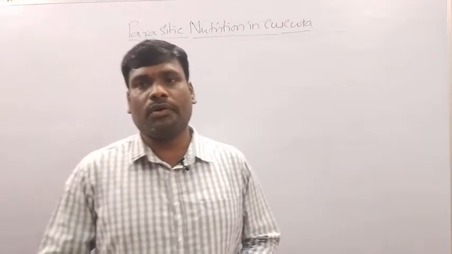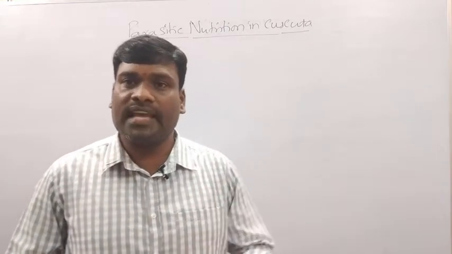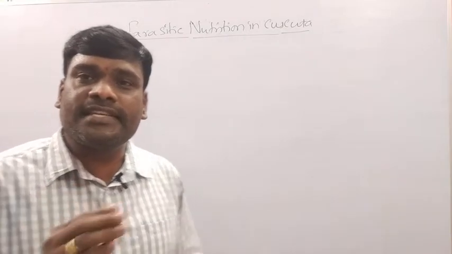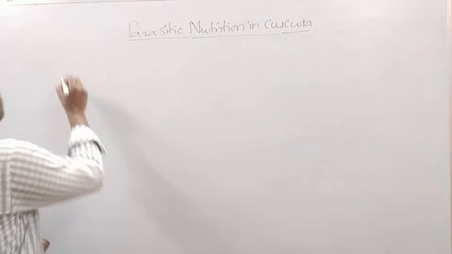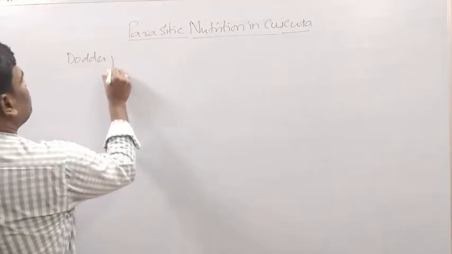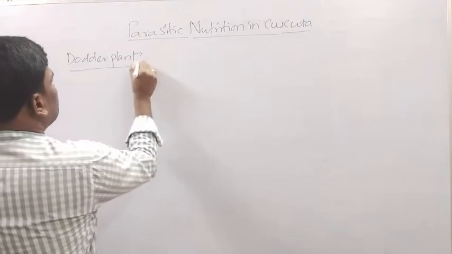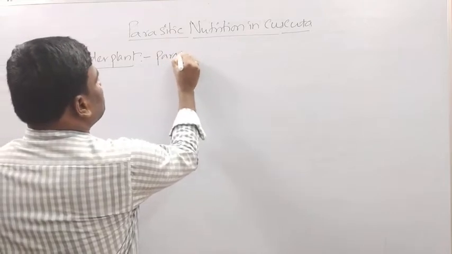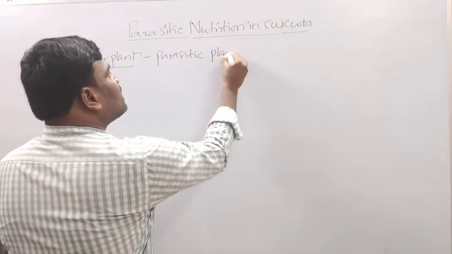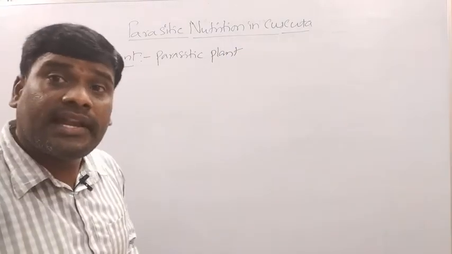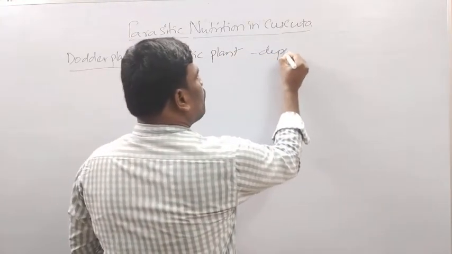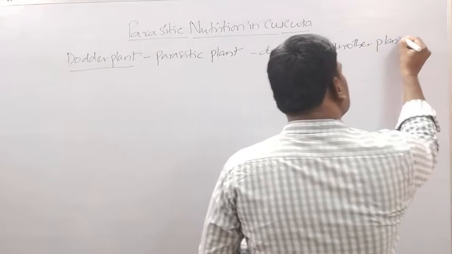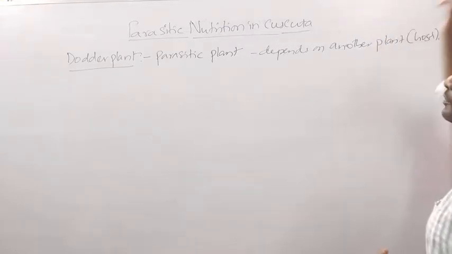So in plants also parasitic nutrition is seen. For example, let us see how parasitic nutrition is seen in the dodder plant. This dodder plant children is a parasitic plant. That means it depends upon another plant, which we call the host plant.